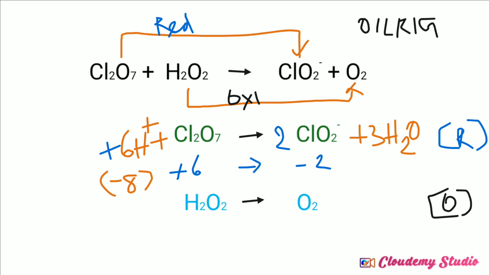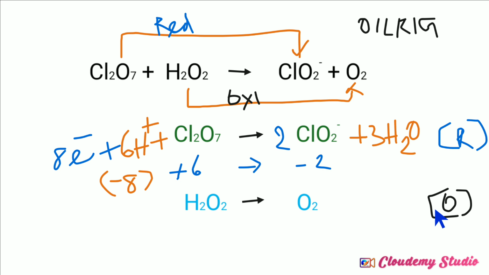So 8 electrons are added to the left hand side. Now the reduction reaction is balanced. Now the next half reaction, that is the oxidation reaction, we need to balance. In the oxidation reaction, hydrogen peroxide becomes oxygen.